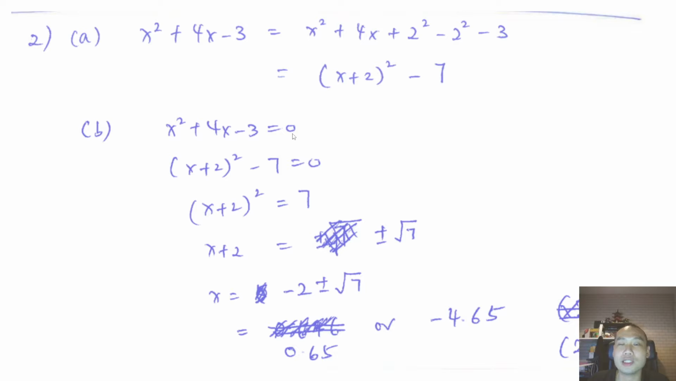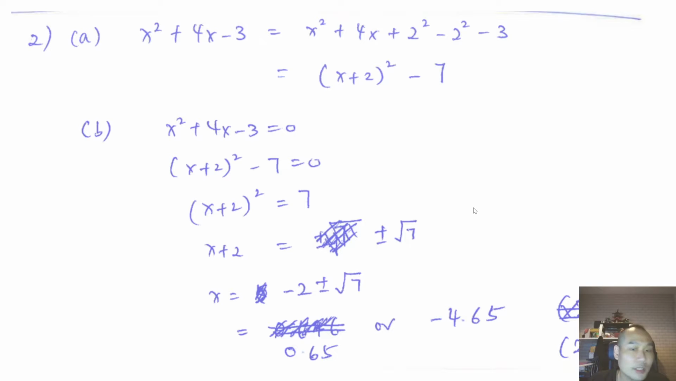So to use the completed square form to help us solve the quadratic, we have this situation: (x plus 2) squared minus 7 equals 0. That means (x plus 2) squared equals 7. We square root both sides, so x plus 2 equals plus minus square root of 7. So x will be negative 2 plus minus square root of 7.